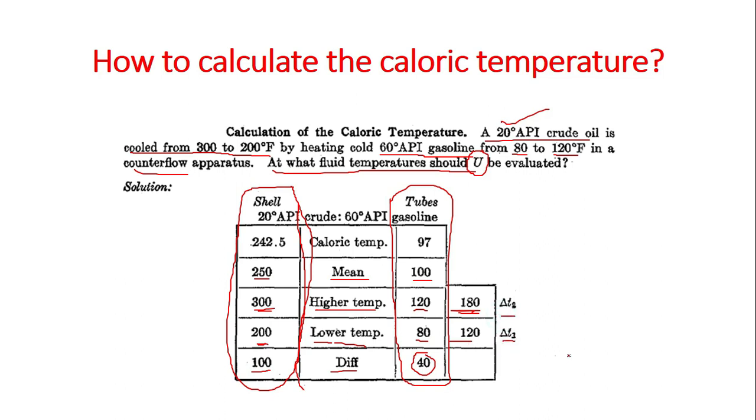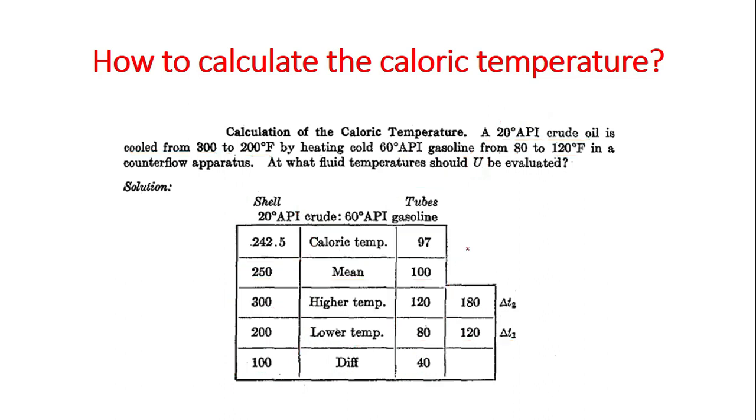So keep in mind that in this table everything is clear. The delta T1 is clear, delta T2 is clear, the highest temperature is clear, the lowest temperature is clear, the difference is clear, the mean temperature is clear. The last thing is the caloric temperature, which we have to determine by using the formulas given in the previous slide. So let's go to the next slide.